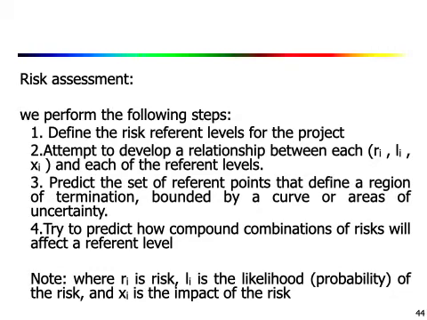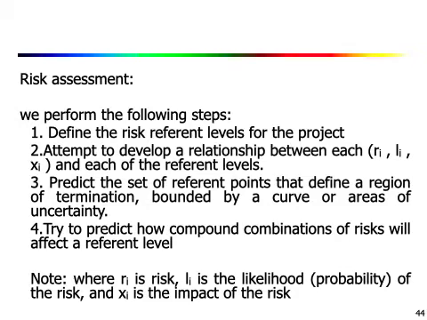That is, you define the risk reference levels for the project, then attempt to develop a relationship between Ri, Li and Xi. That is, Ri is the risk, Li is the likelihood of the risk and Xi is the impact of the risk. So you try to develop a relationship between Ri, Li and Xi and each of the reference levels that you have defined for the project.